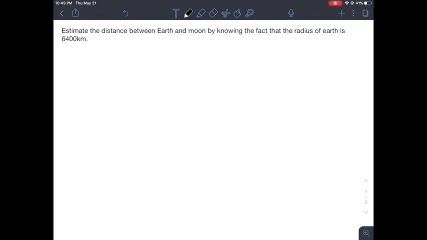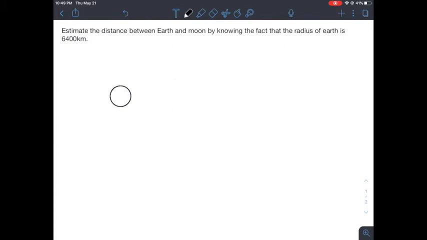So today we need to estimate the distance between Earth and Moon by knowing the fact that the radius of the Earth is 6,400 kilometers. And that's the only thing we know, and the only thing we need to solve for is the distance between Earth and Moon. So I want you to pause the video, try on your own, then come back to the video to show you how I did it. And I'll give you a hint: it has to be something with gravity.